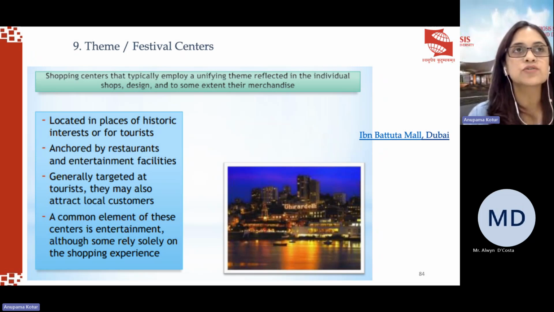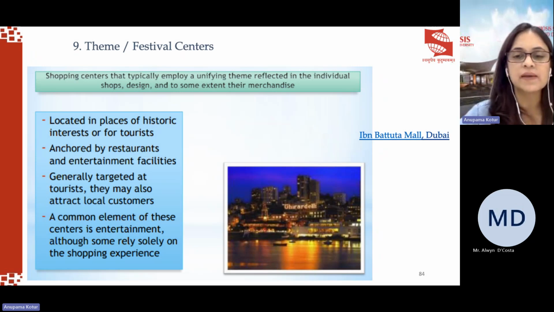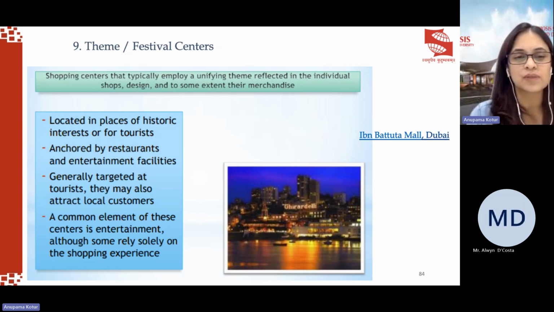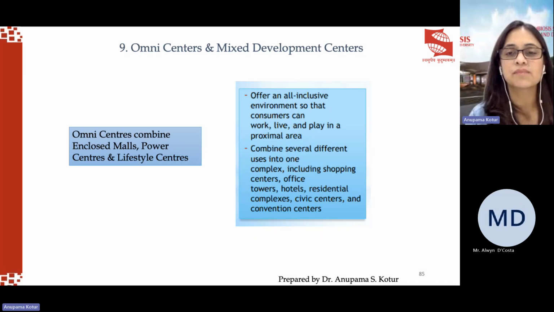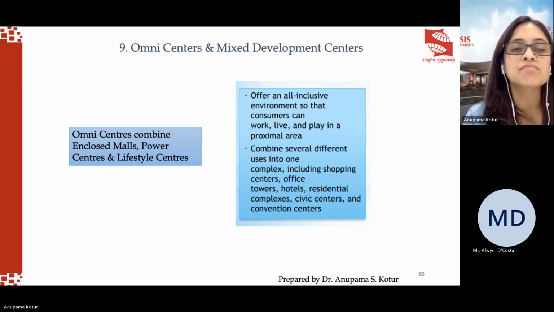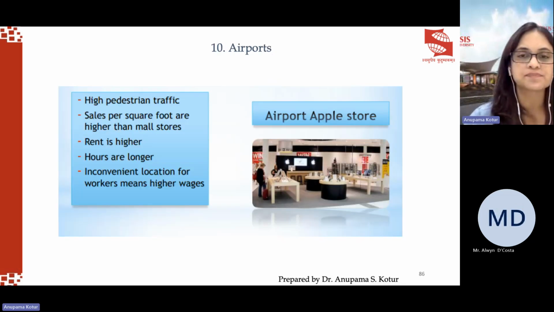And you will find typically stores either of that region or the stores that sell things that might be relevant to that particular theme. And you will find restaurants and everything that really resonates with that particular theme. And then you have omni centers or mixed development centers. This is like a combination of enclosed malls and power centers and lifestyle centers. These are usually very mega establishments, something that you would typically find in the US.